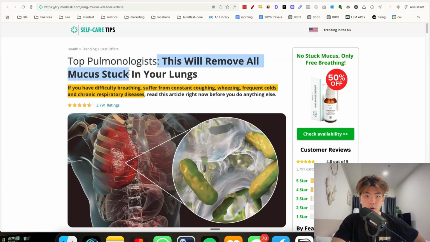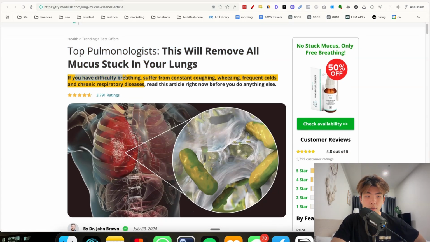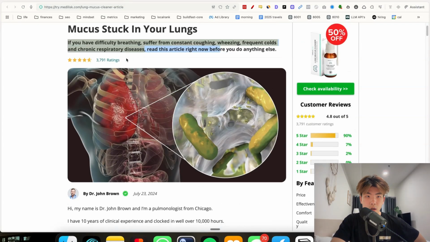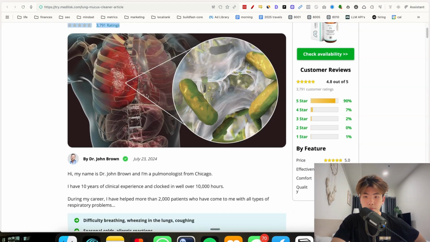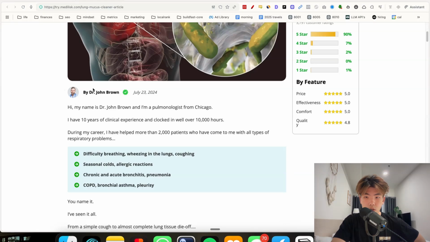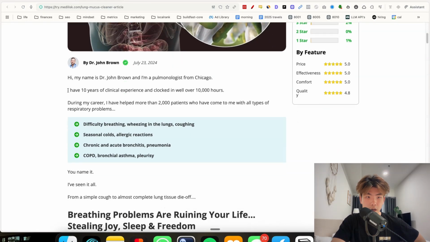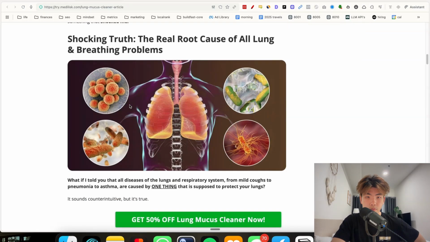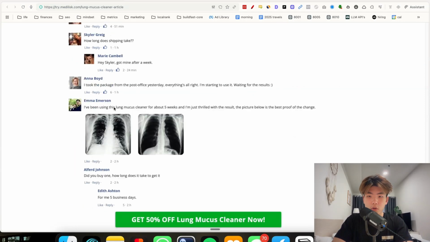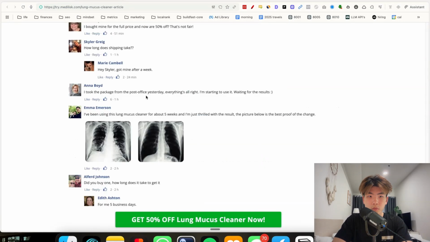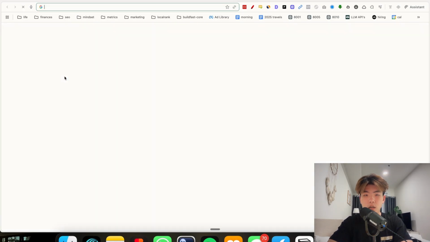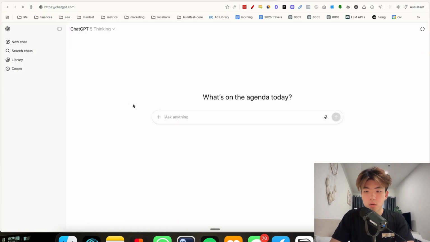This will remove all mucus stuck in your lungs, so this calls out directly what the problem is. There's social proof here, images. Yeah, so they use a doctor as the authority figure. And one thing I really like to do is copy and paste this into ChatGPT.